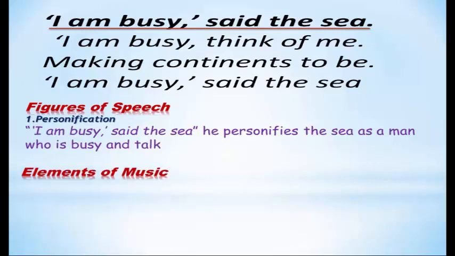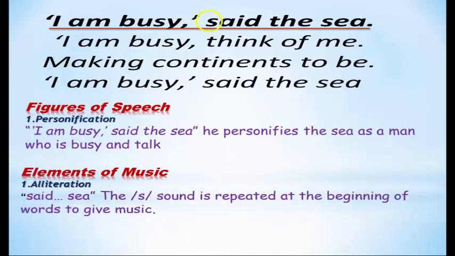Let's pick out elements of music. We have alliteration in "said" and "sea." The "s" sound is repeated at the beginning of the words to give music.